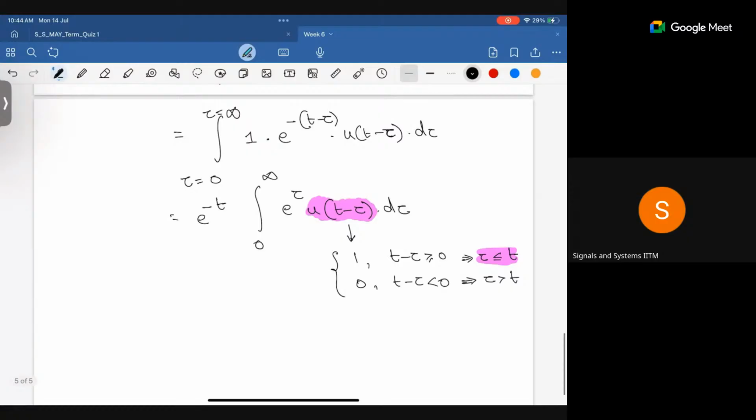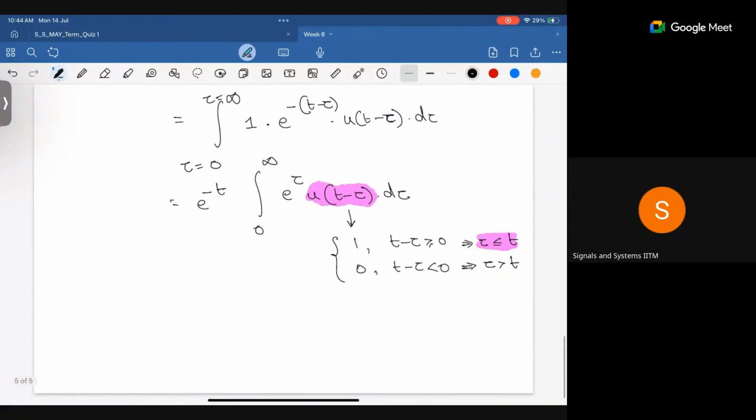So therefore again the integral limits will change from 0 to infinity to 0 to t. You just have to integrate it till t, because only till then u of t minus tau will be 1. So this will be the integral from 0 to t of e power tau into 1 d tau, plus the integral from t to infinity of e power tau into 0, so that will again be 0.